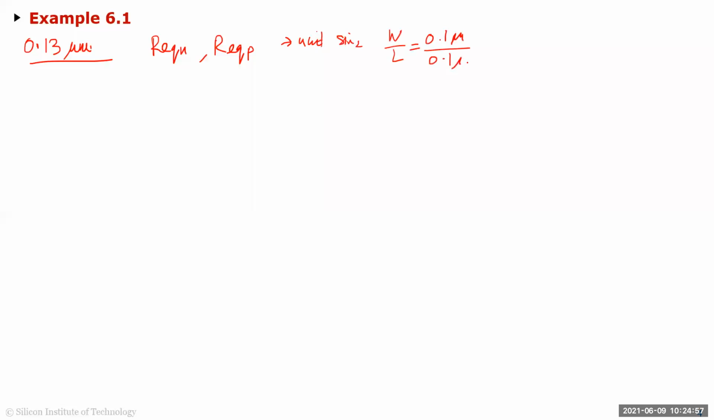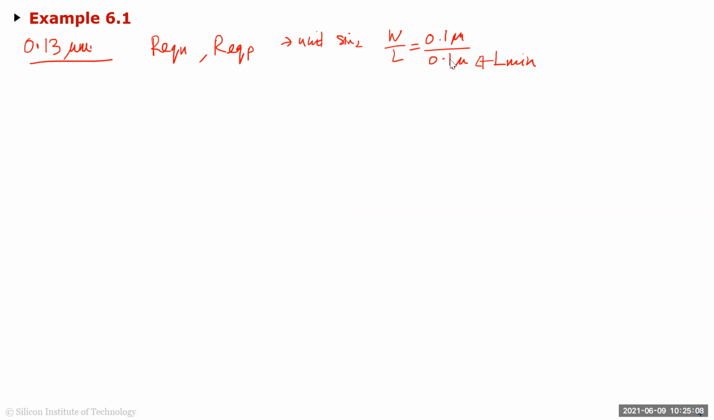Okay. All right. Let's quickly calculate an example, which is again given in the book. So we'll do it for the same 0.13 micron technology, and we want to calculate the R equivalent for NMOS and R equivalent for PMOS for a unit size transistor. Unit size transistor means we are looking at W over L as 0.1 by 0.1 micron. So the idea behind this is that this is your minimum length, so this is L minimum in this particular book example, at least.